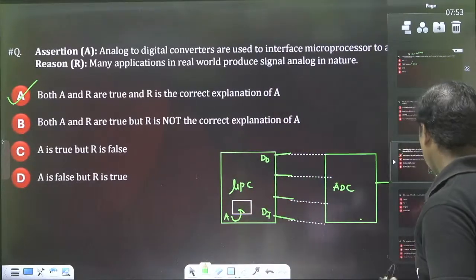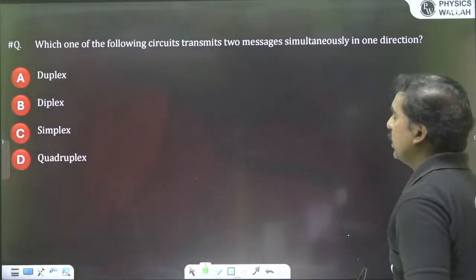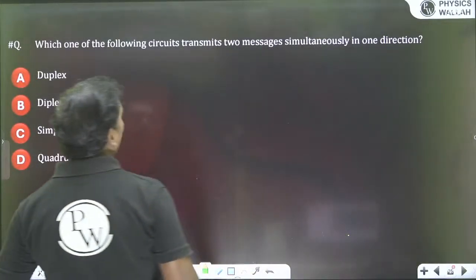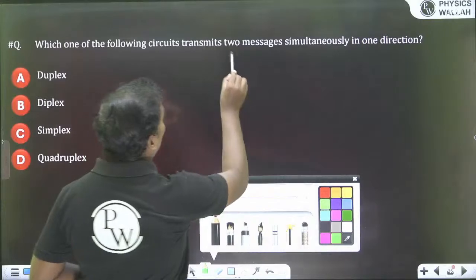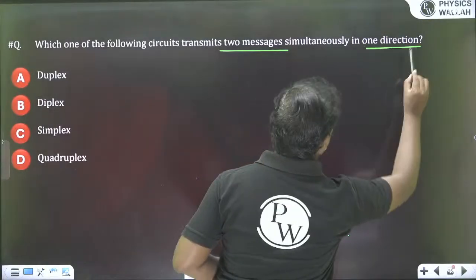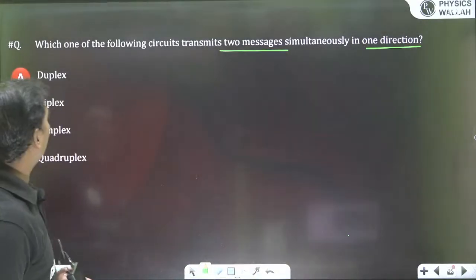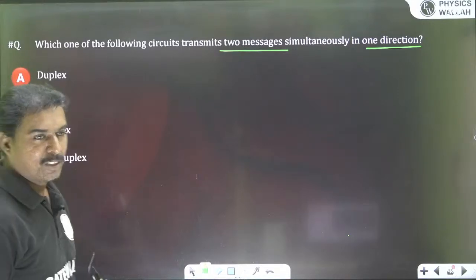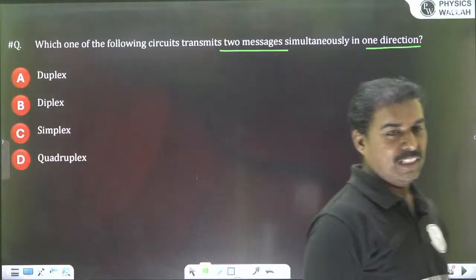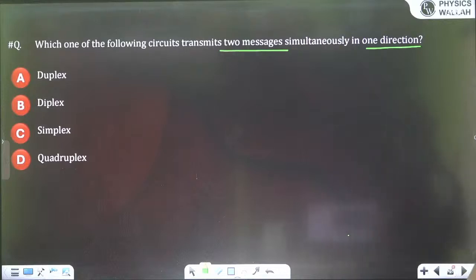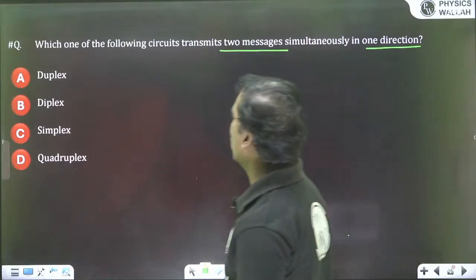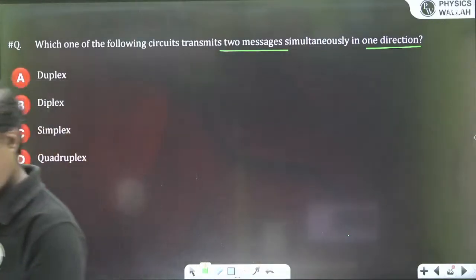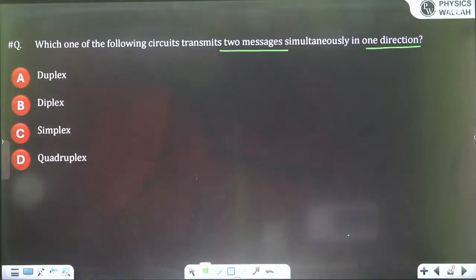Okay. See, which one of the following circuits transmits two messages simultaneously in one direction? Two messages simultaneously. Duplex, diplex, simplex, quadruplex. So try to answer this question. Sometimes ऐसा questions भी आएगा. Which one of the following circuit transmits two messages at a time? Duplex is different, diplex is different, my dear. Don't think it is a mistake.